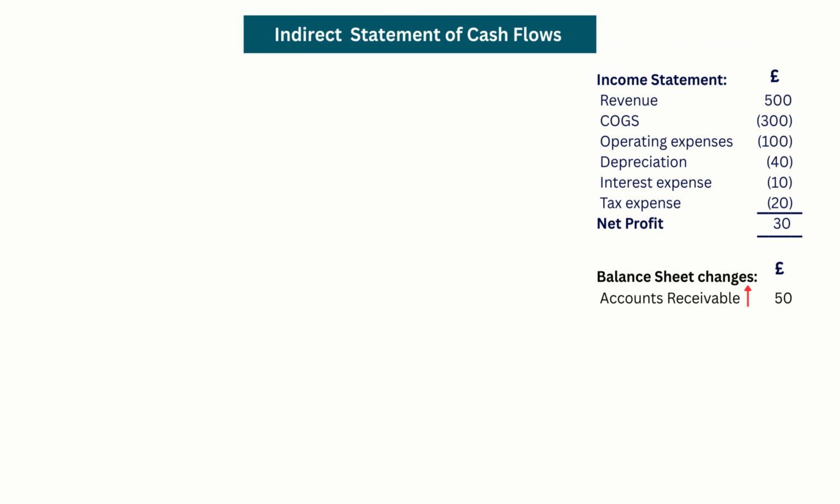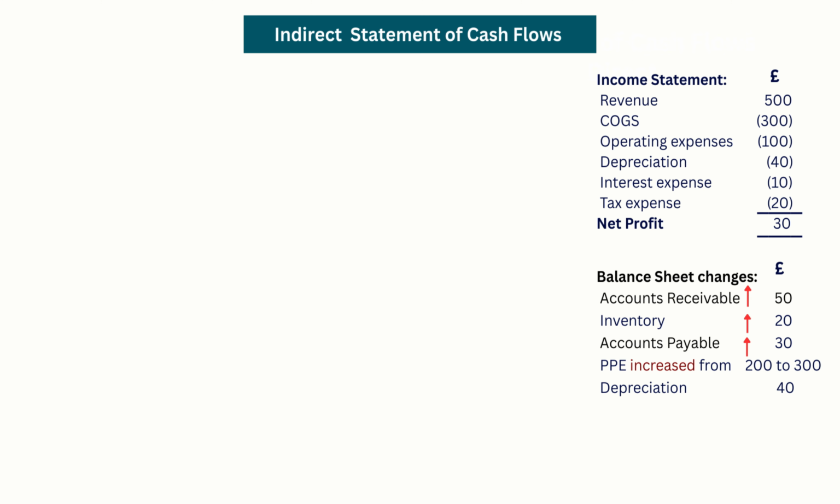Balance sheet changes. During the year, accounts receivable increased by 50, inventory increased by 20, accounts payable increased by 30, plant property equipment increased from 200 to 300, depreciation during the year is 40, loan increased from 100 to 150, interest paid is 10, tax paid is 15, dividends paid is 5.